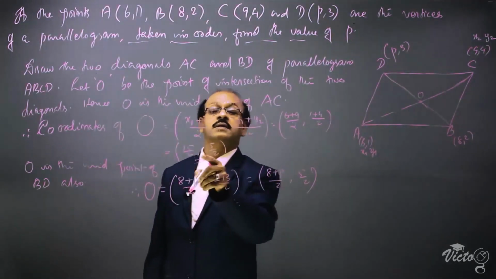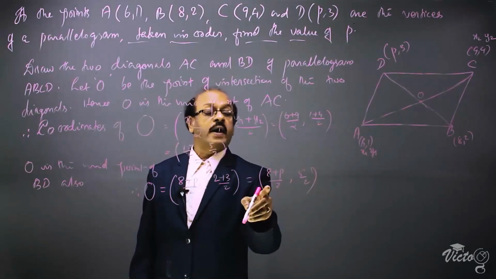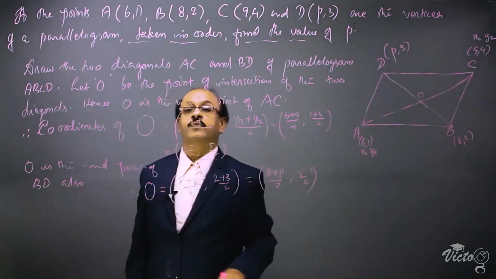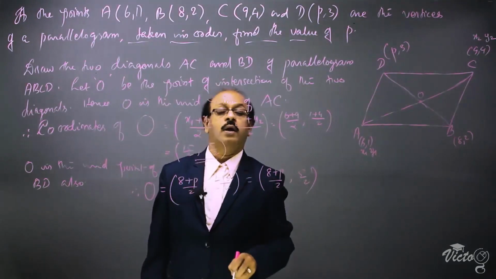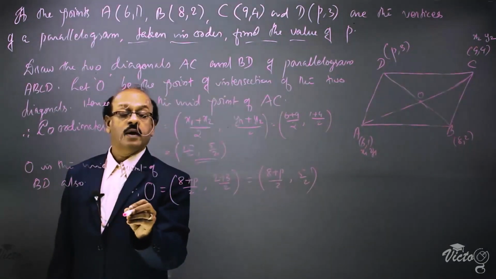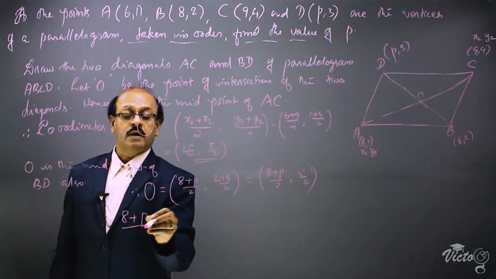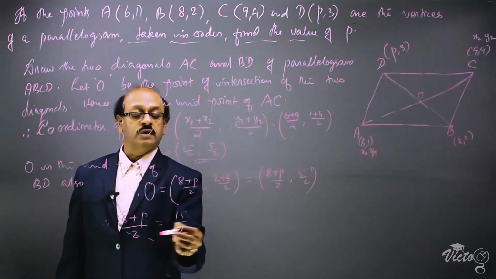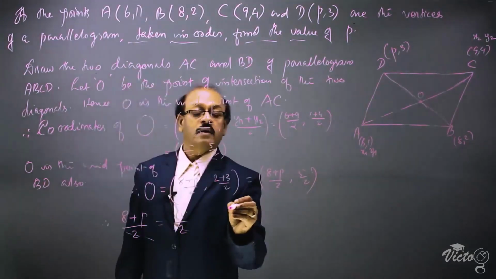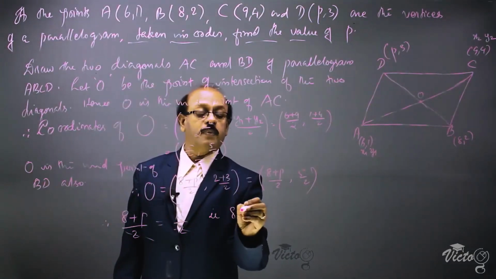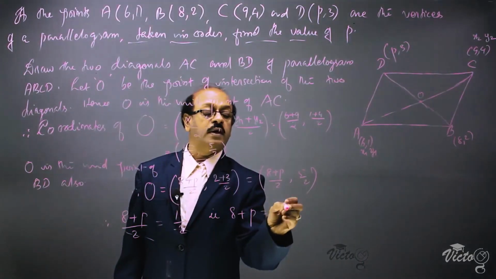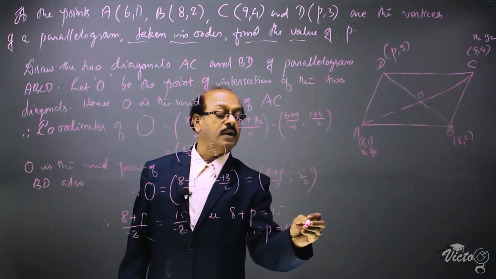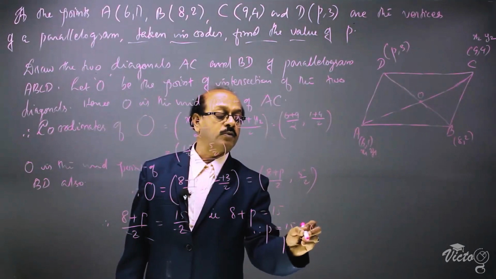In both cases these two are equal. That means the x coordinate here is (8 + P)/2 and the x coordinate here is 15/2. Both are equal. Therefore (8 + P)/2 = 15/2. Cancelling the 2 and 2, we get 8 + P = 15, and therefore P = 15 - 8, that means P = 7.